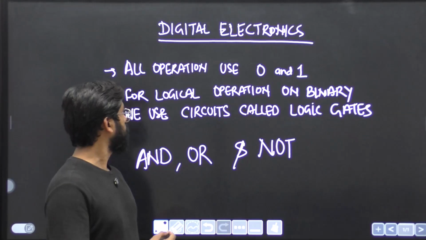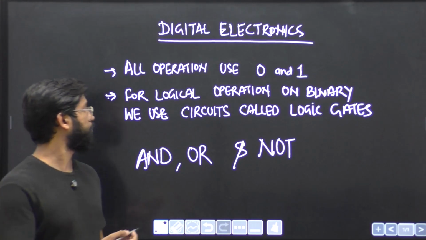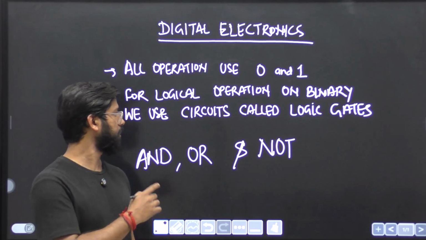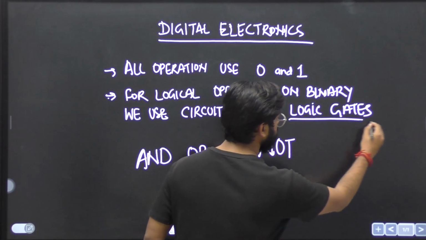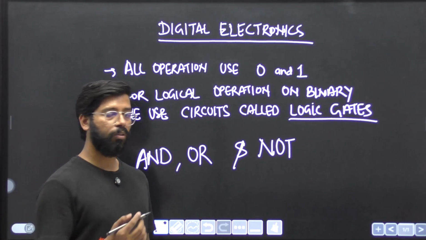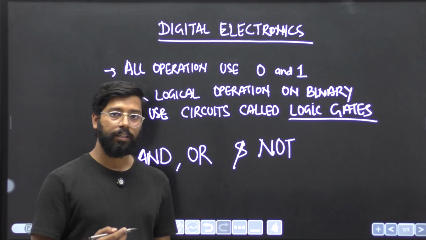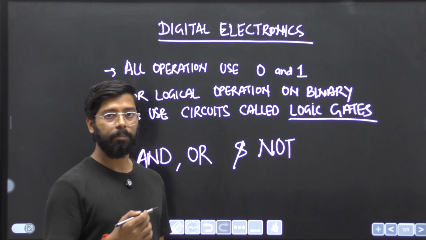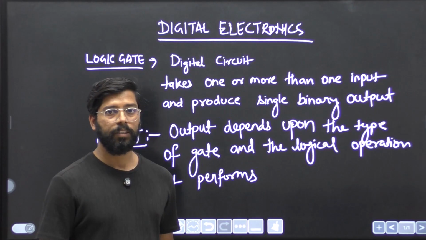In basic electronics, all the operations use 0 and 1, which are binary numbers. And for logical operations on these binary numbers, we need to use some circuits. Those circuits are called logic gates. In this video, we are going to learn what logic gates are and how we can use them. And we are going to learn the basic logic gates, which are AND, OR, and NOT.